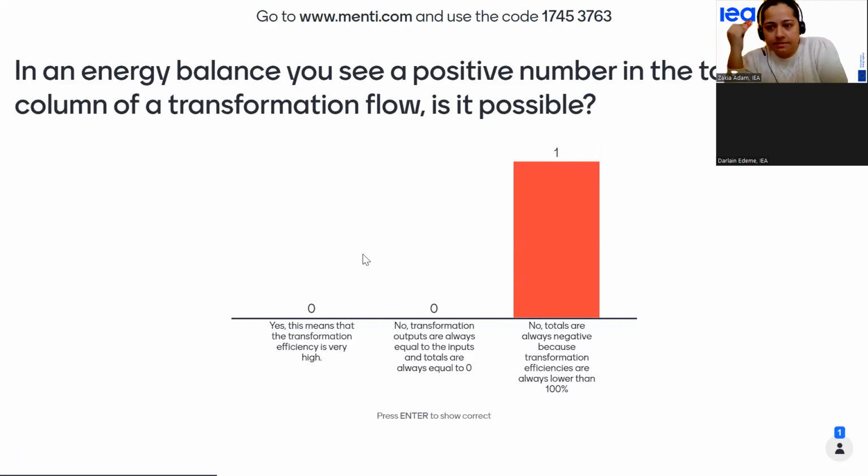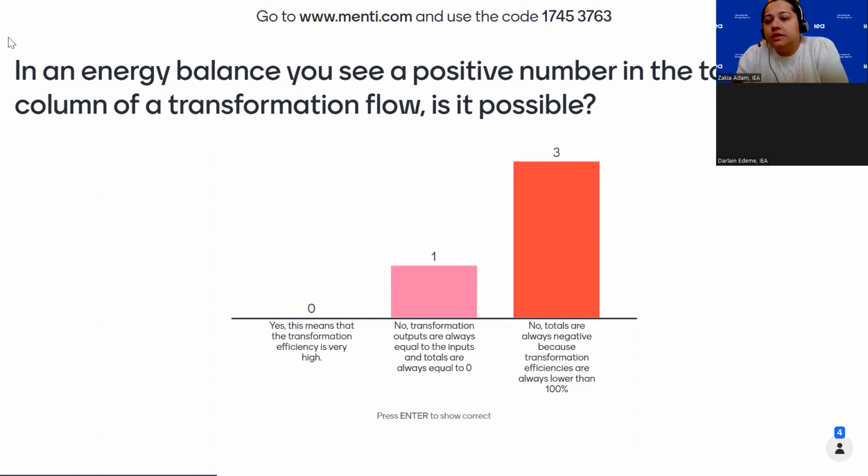So let's take again an example so that you better understand. For example, you have your refinery that uses crude oil as an input. So the crude oil will appear as a negative number. And then you have oil products, which is the output, that will be a positive number. And then the total column is the sum of this transformation process, so your input and your output.